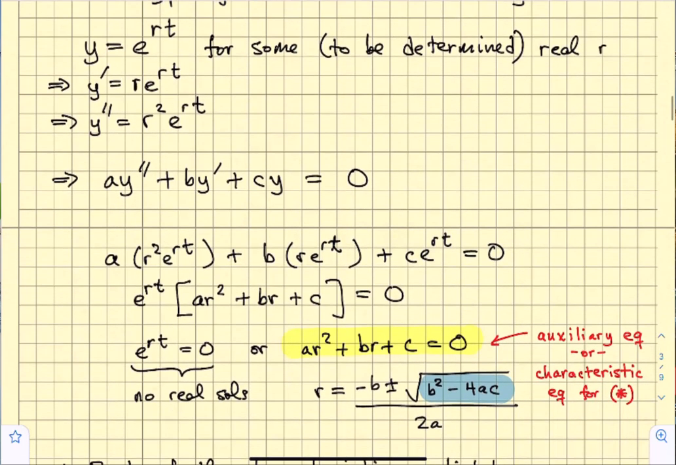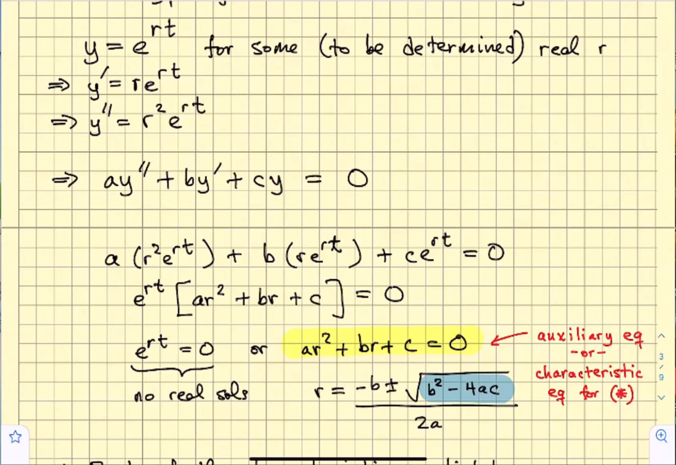Now I know that if this is a solution, this equation must be true. So I'll just chip away at this. Notice I can factor out an e^(rt). What I'm left with is ar^2 + br + c, and that whole thing has to equal 0. If these two things multiply to give 0, either this is 0 or this is 0. Well, e^(rt) equaling 0 has no real solutions.